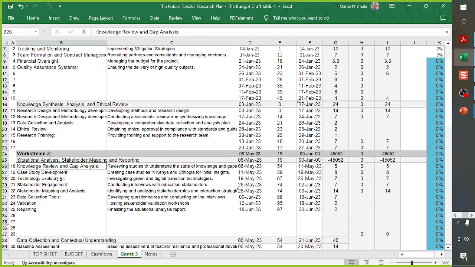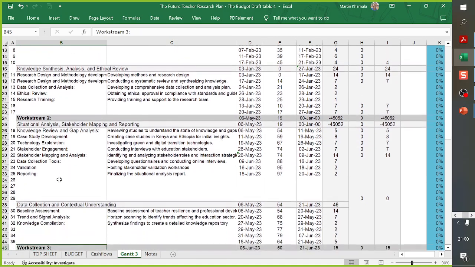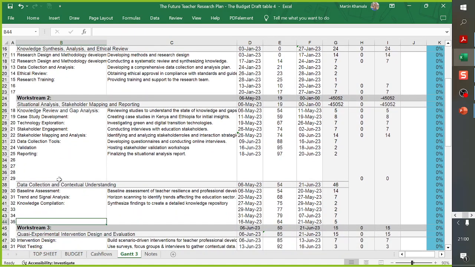It looks at the situation on the ground. It does stakeholder mapping and reporting. This is something that Katuna is calling an inception report that we prepare so that we now have a basis for forming hypotheses for more quantitative work, which will follow. So there are two parts to this. There is the first part called the situational analysis and stakeholder mapping and reporting, but the second part is the data collection and the contextual understanding.